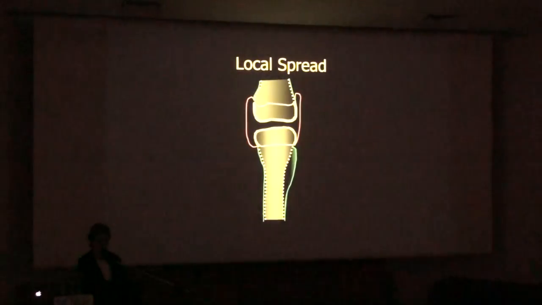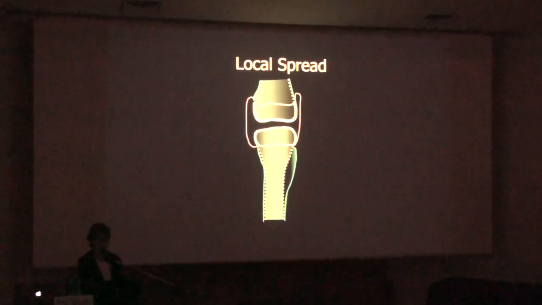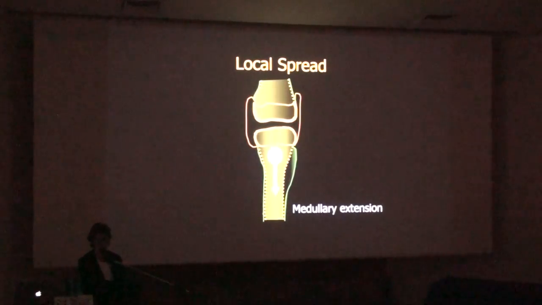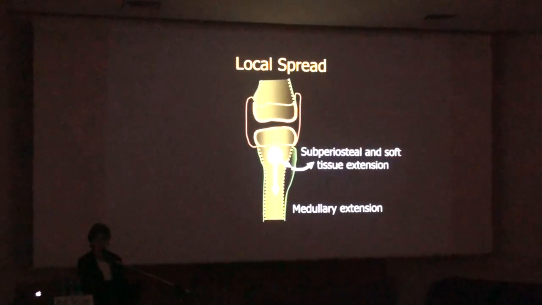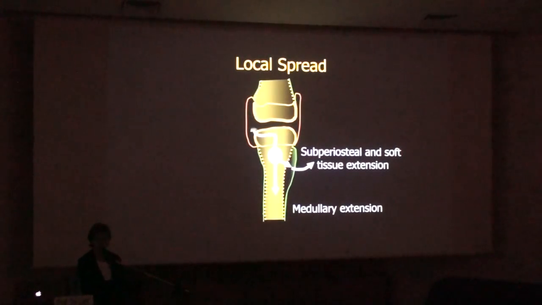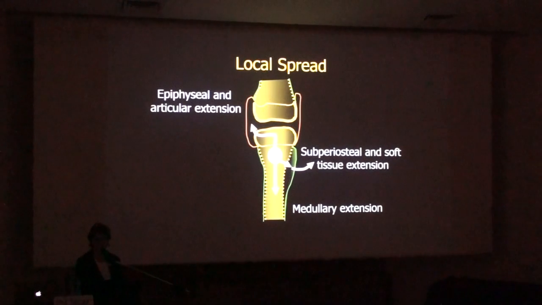So once the pathogen has gotten into the metaphysis, where can it go? Well, certainly it can go into the medullary cavity and extend down the shaft of bone. It can go out through the fenestrated cortex in children into a subperiosteal space, and then eventually out into the adjacent soft tissues. It can cross into the growth plate and get into the epiphysis and then out to the articular region and into the joint space.